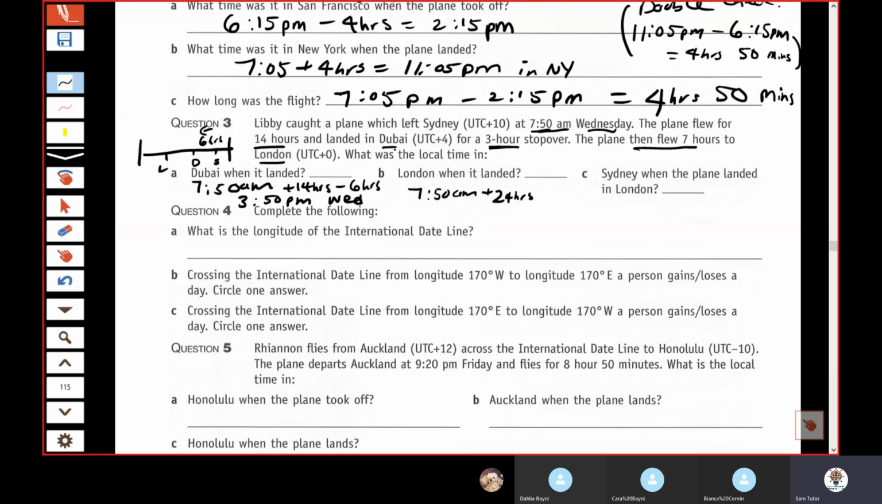But we know that London is 10 hours behind Sydney. London is 10 hours behind Sydney, so minus 10. So if you add this up, this should be 7:50 plus 24 minus 10, so just plus 14, which is 21. So that will become 9:50 p.m.